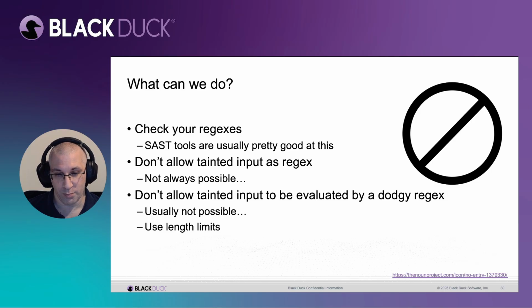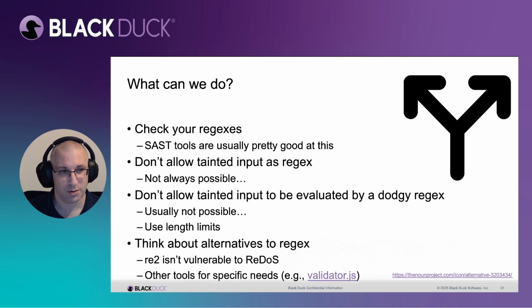And as always, the best approach is just to not have this problem to begin with. For example, if you don't need all the bells and whistles of a PCRE, of a Perl-compliant regex, think about an engine like RE2. It's considerably weaker. It does not have all the features that you know and love in regexes, but if you don't need them, this is a decent engine that is immune to ReDoS, to regular expression DoS.